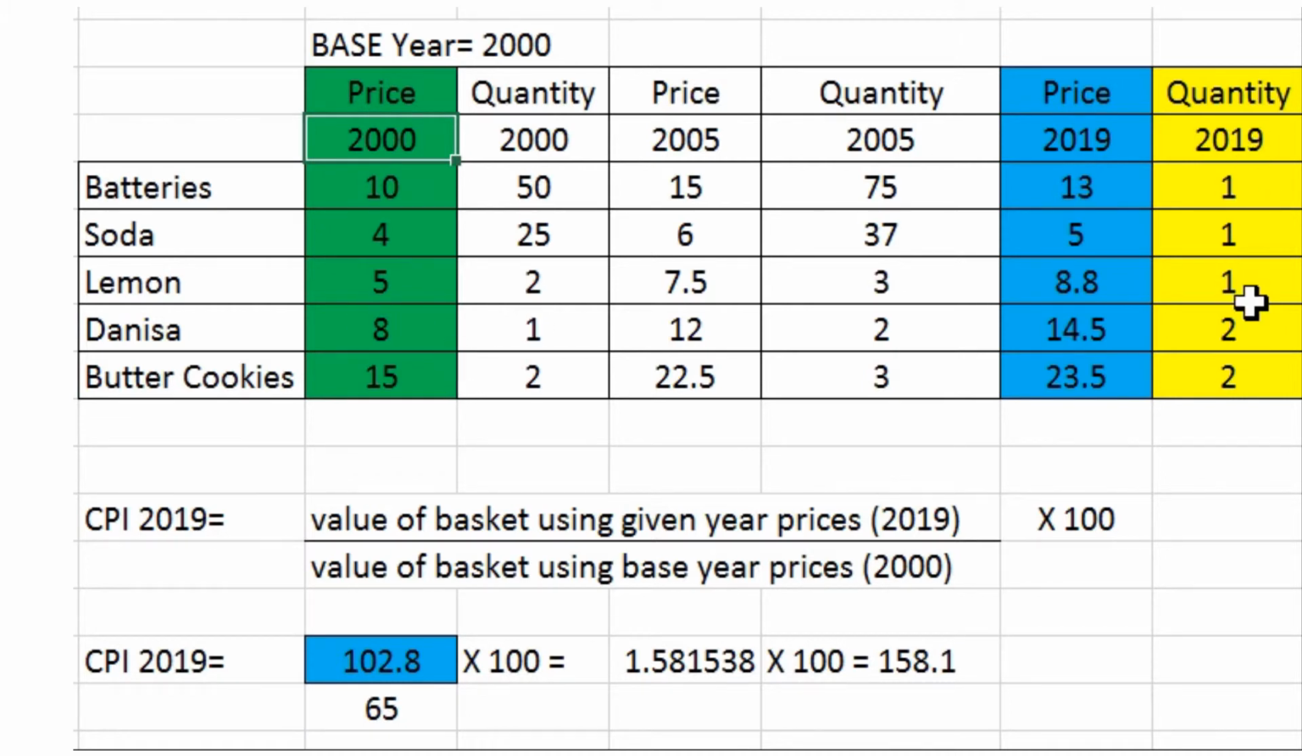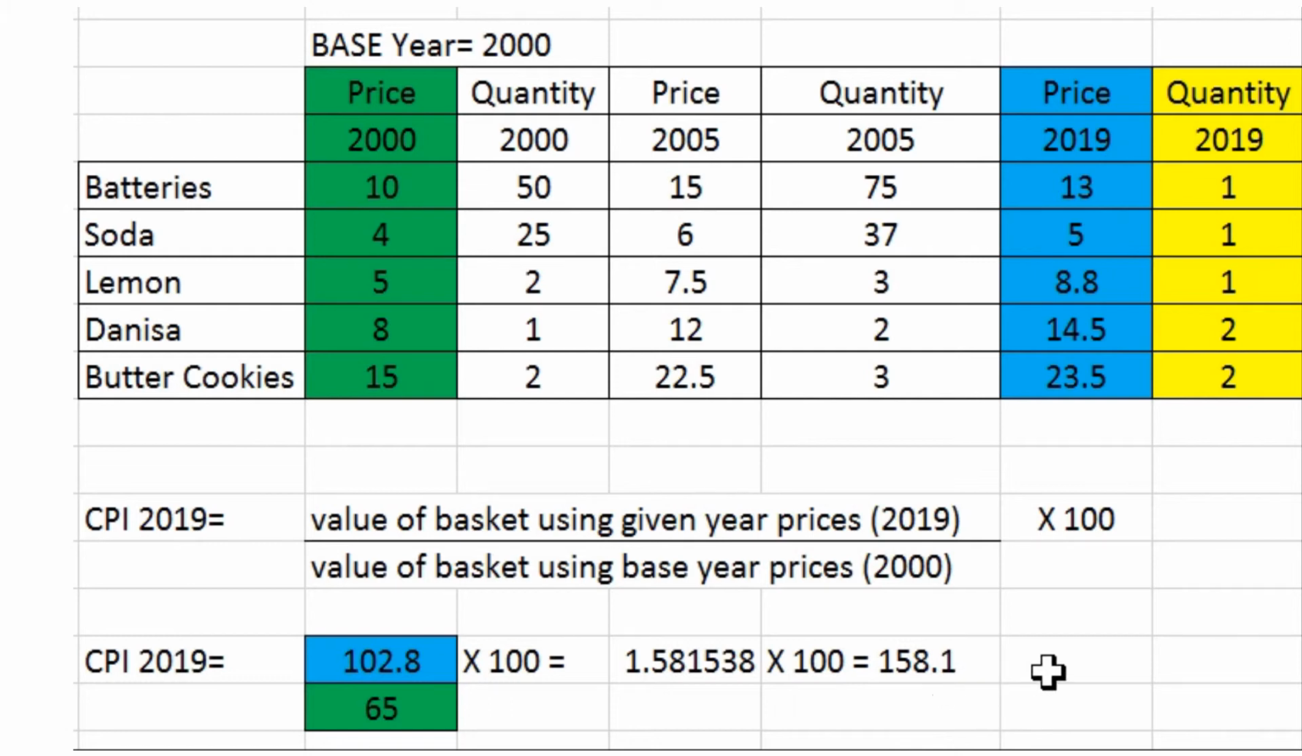Okay, so we multiply those together, and you can see that when we use the 2000 base year prices to find the value of these quantities, we get 65. So in the end, to calculate the CPI, these two values of baskets are divided over each other, times 100. We get 102.8 divided by 65, times 100, is equal to 1.581538 times 100, which is equal to 158.1. The CPI of 2019 is 158.1, which means that the inflation rate, comparing to the CPI of 100, is 58.1%.